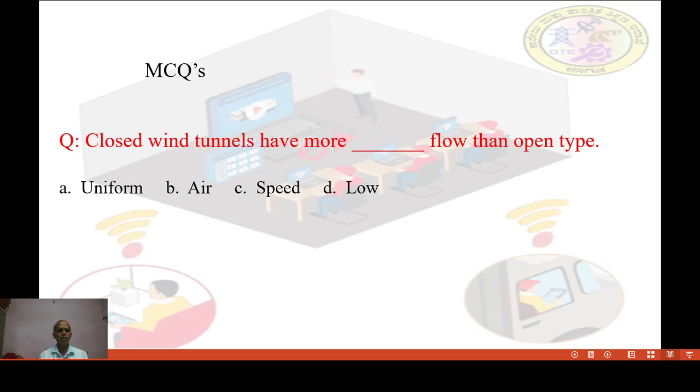And the last question, the 5th question: closed wind tunnels have more dash flow than open type. The multiple-choice answers are A uniform, B air, C speed, D low. The correct answer for this question is uniform flow.